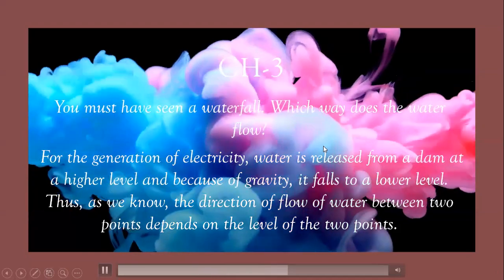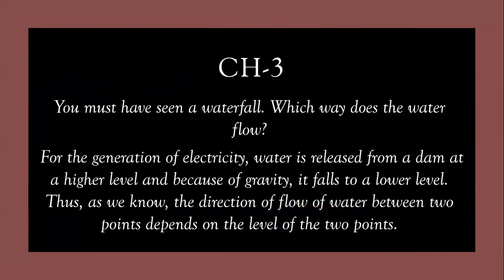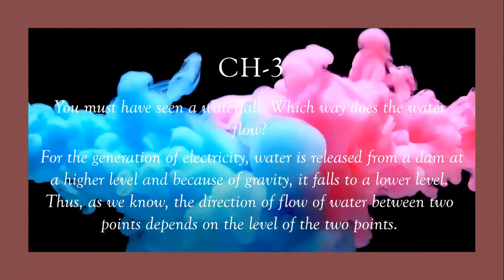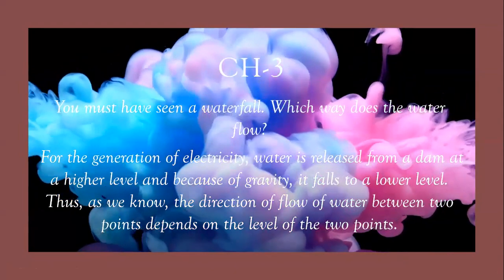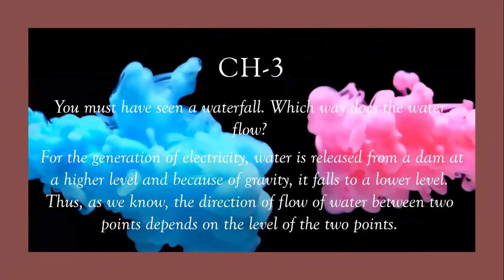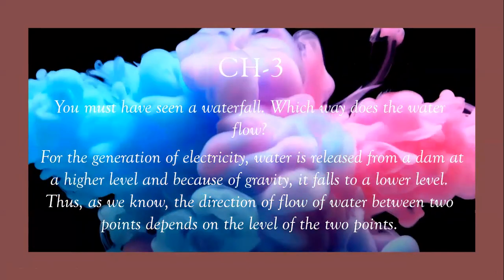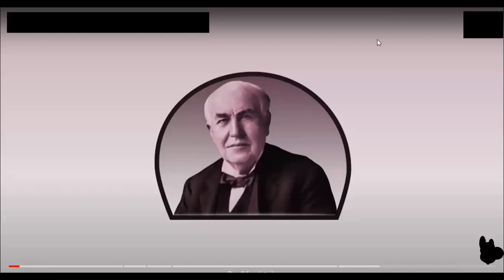So you must have seen a waterfall. Which way does the water flow? For the generation of electricity, water is released from a dam at a higher level, and because of gravity it falls to a lower level. Thus, as we know, the direction of flow of water between 2 points depends on the level of the 2 points. So let's look at the introduction part of the chapter.